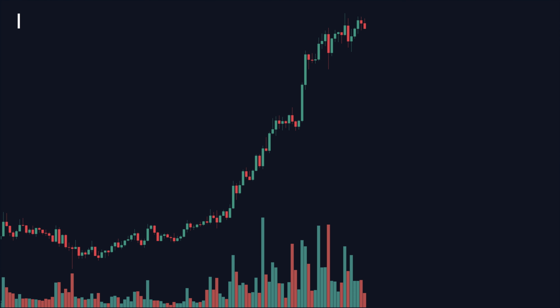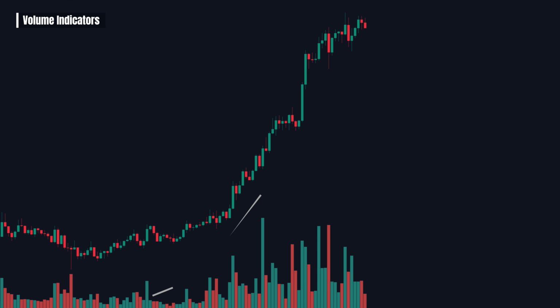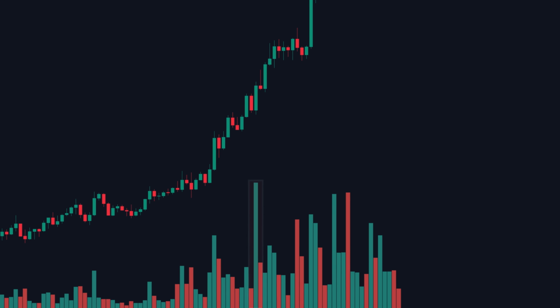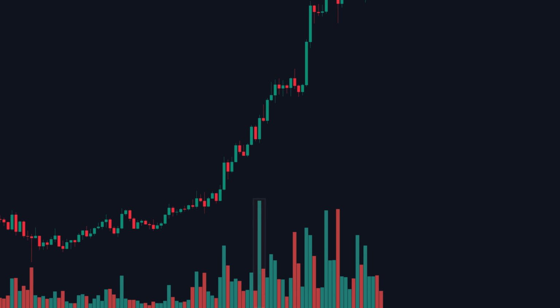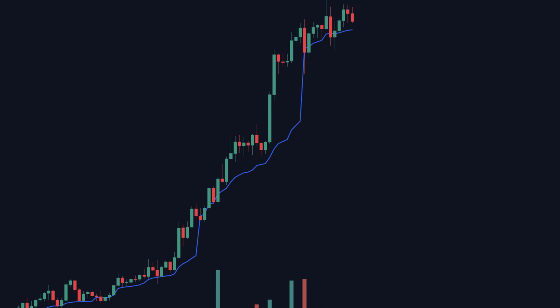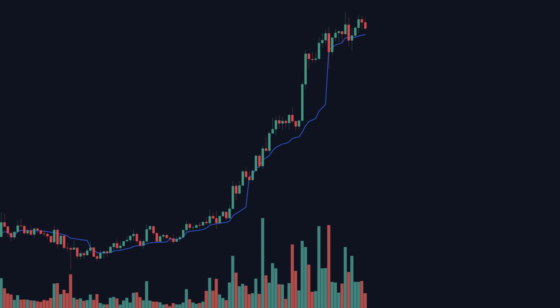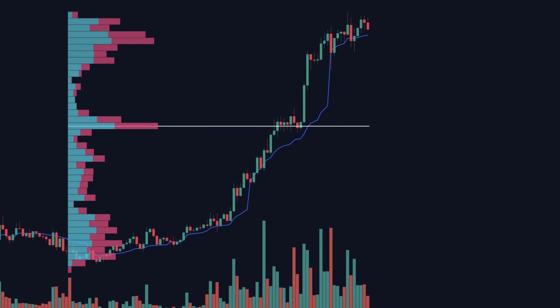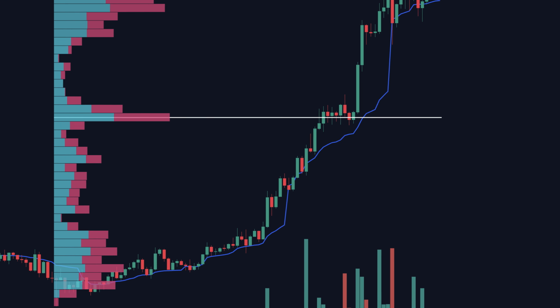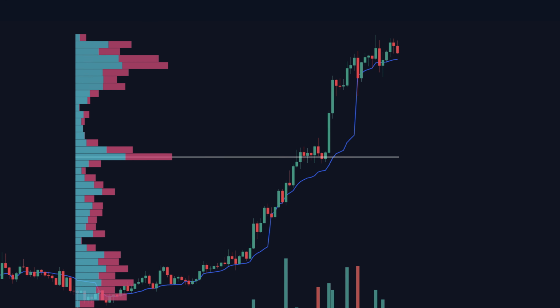Volume indicators. Volume shows the strength behind price moves. Let's break down the key ones. Volume bars. Taller bars mean more trading activity. VWAP, volume weighted average price, works like a moving average and shows dynamic support or resistance. Volume profile. Instead of time-based volume, this shows volume at specific price levels, useful for identifying entry zones.